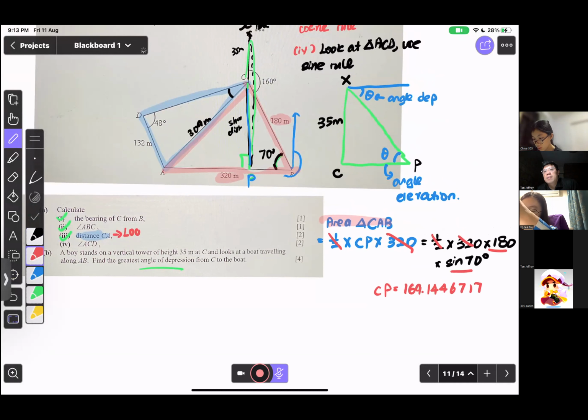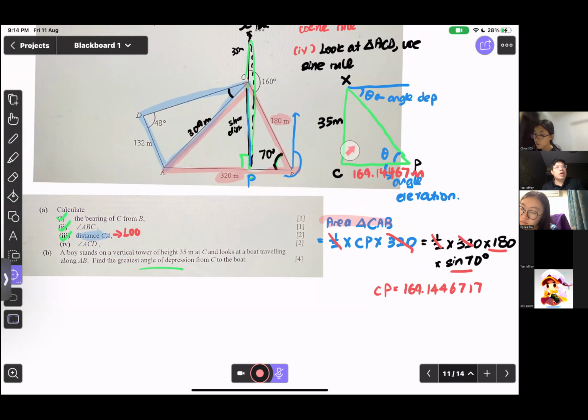After you find CP, do you know why you need to find CP? Because you need to find that triangle, the green color triangle. So back to this triangle, this is 169.14467 meter. Then use the green color triangle to find theta.